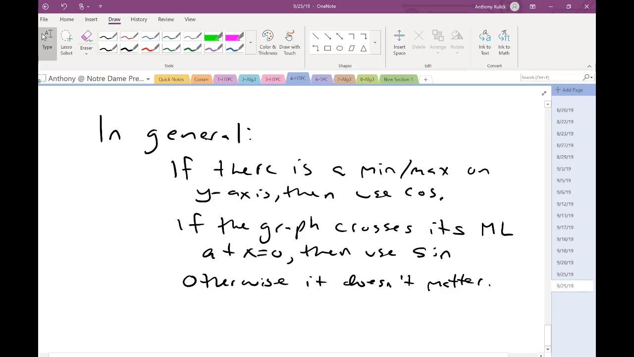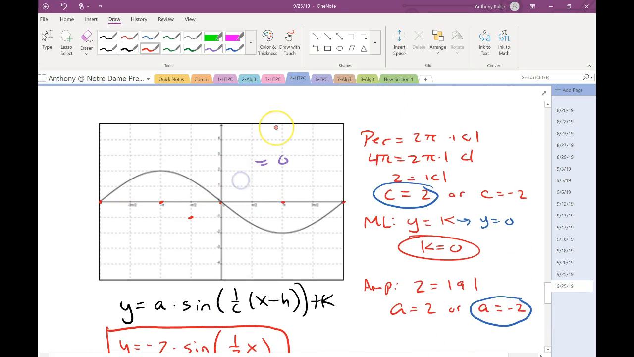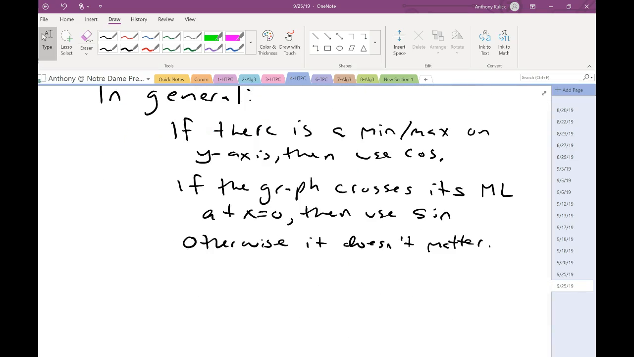The second situation, if the graph crosses its midline at x equals 0, I'm going to use sine as the function. So if I go back to the first one, the midline is here, and the graph crosses the midline at x equals 0. That's why I would want to choose sine for that one. And if neither of those two things happen, it doesn't matter. You have an h regardless of whether you pick sine or cosine. I would just go with whatever your preference is.